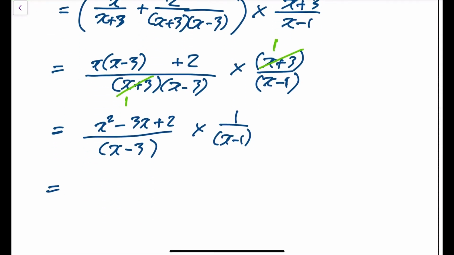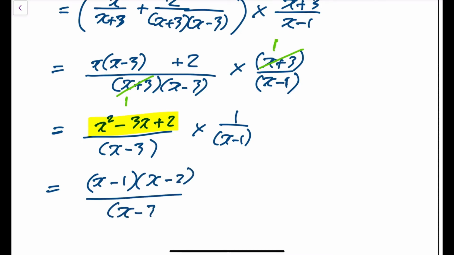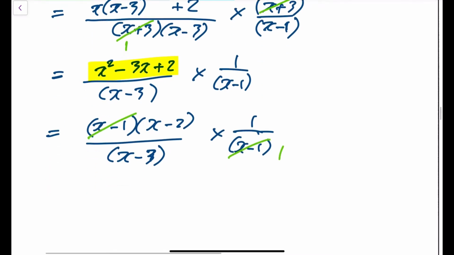And this thing over here, this top line, I'll do it in yellow. It factorizes, so now factorize it again. It's going to factorize to be x minus 1, x minus 2, all over x minus 3 times 1 over x minus 1. And what cancels again? x minus 1 cancels, leaving you just x minus 2 over x minus 3. Lovely.